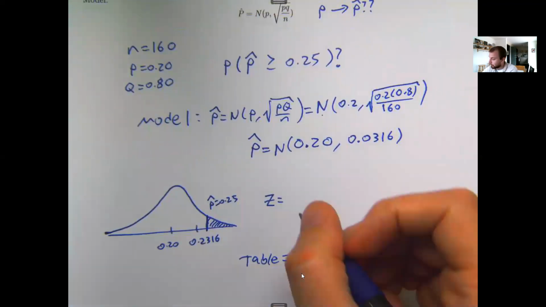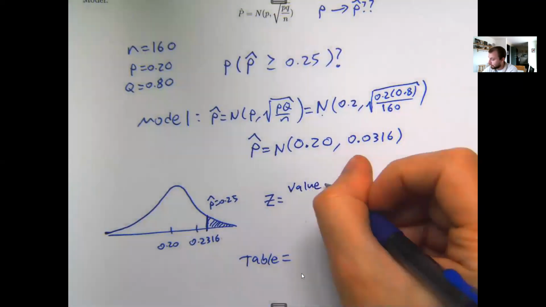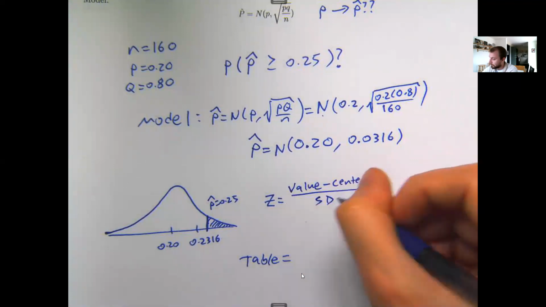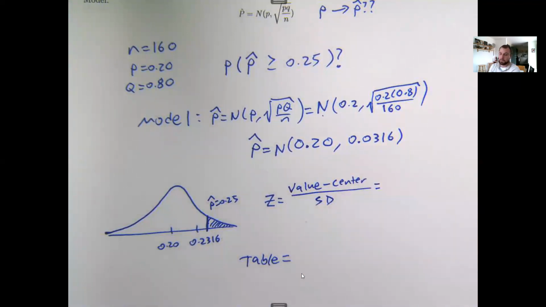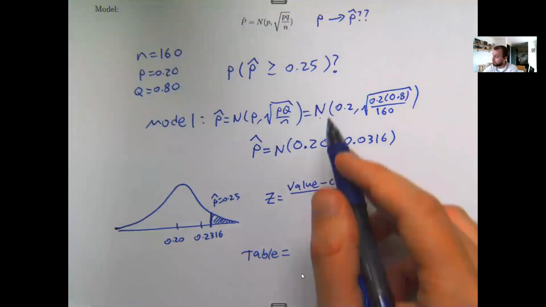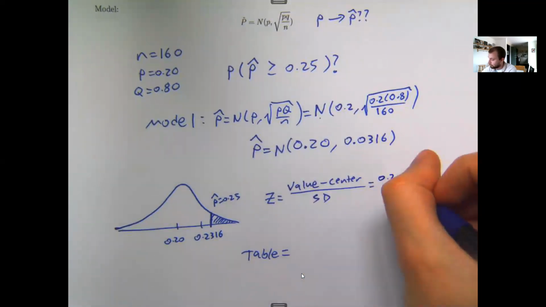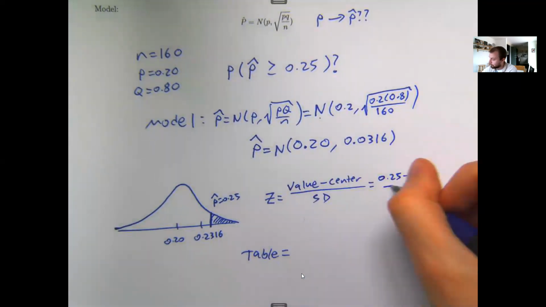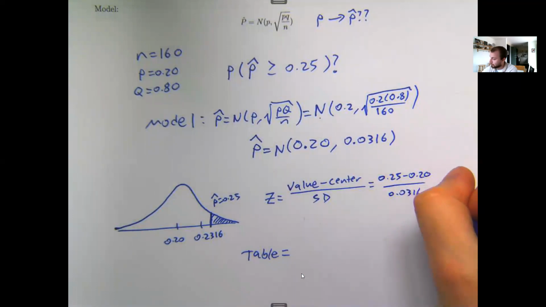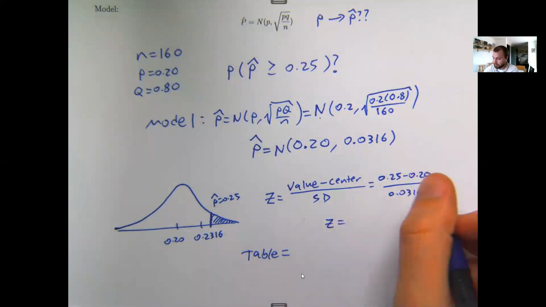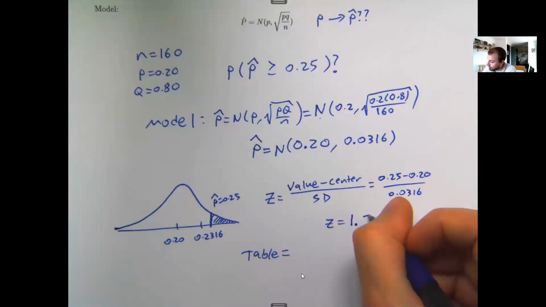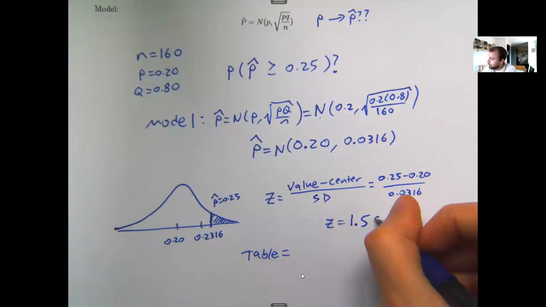To find the z-score, I'm going to take the value that my question is about. I'm going to subtract the center of the model, and I'm going to divide this by the standard deviation of the model. My question was about 25%. The center of my model was 20%. And my standard deviation was 3.16. So when I type this in, looks like I get a z-score of approximately 1.58 or so.